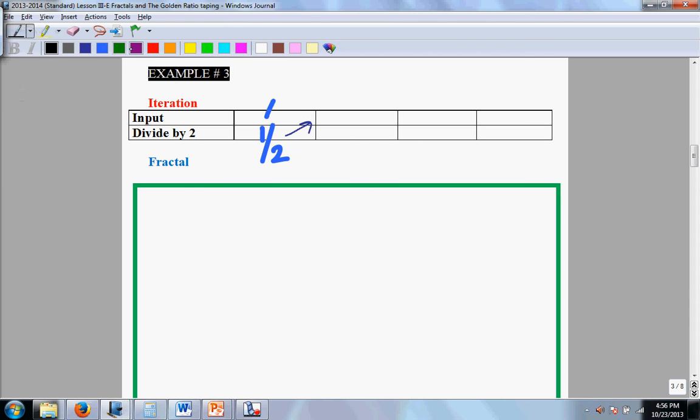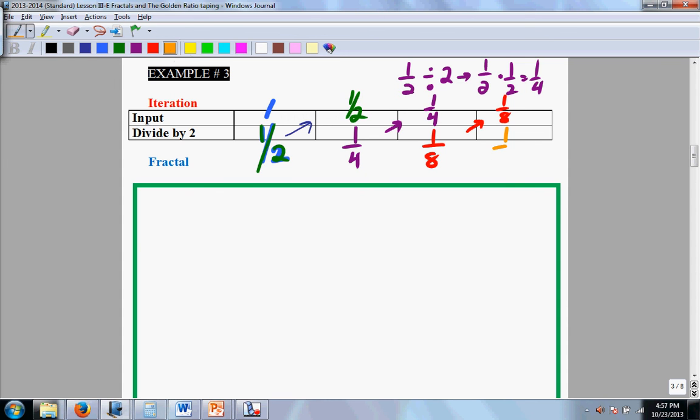Let me switch colors. And I bring that 1/2 up here. And so we're going to do 1/2 divided by 2, which is the same as 1/2 times 1/2. So divide by 2, we end up with 1/4. Bring it back up here. Repeating mathematical process, divide by 2. That's 1/8. Bring it back up. And 1/8 divided by 2 is the same as 1/8 times 1/2, and so I have 1/16.